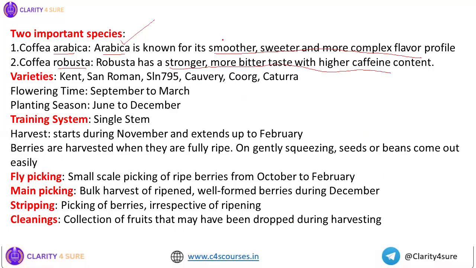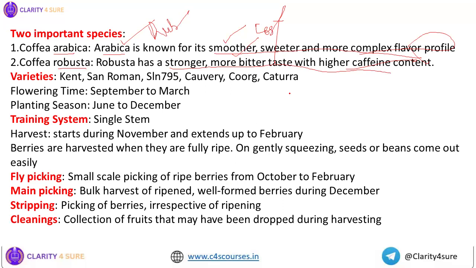The cost of Arabica coffee is high. Why is the cost of Arabica coffee high? Because it has a smoother flavor and a more complex flavor profile. It is more preferred by consumers. And Robusta has what? Higher caffeine content. So you can remember that these are the two major important species of coffee. And the coffee family we have seen is Rubiaceae, right?